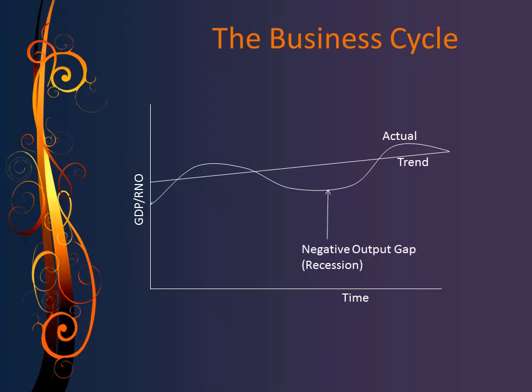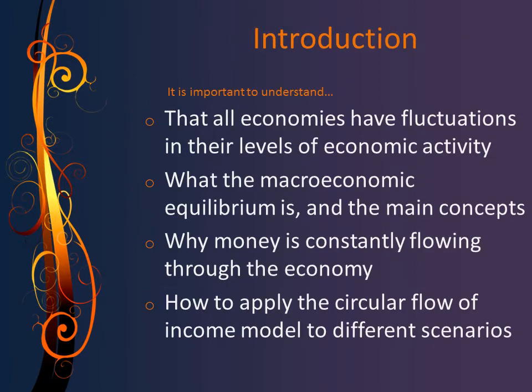This here is what we call a negative output gap. It occurs when GDP is below the trend rate of growth. It's also known as a recession or a bust. Here we have a positive output gap, which is also known as a boom, where GDP is above the trend rate of growth. It's important to understand that all economies have fluctuations in their level of economic activity.